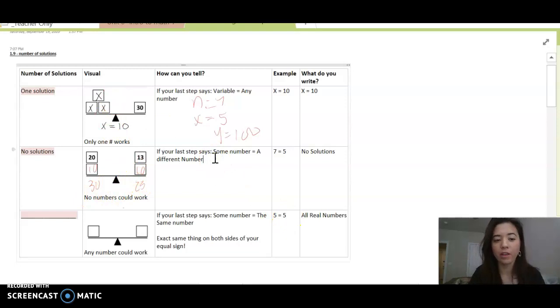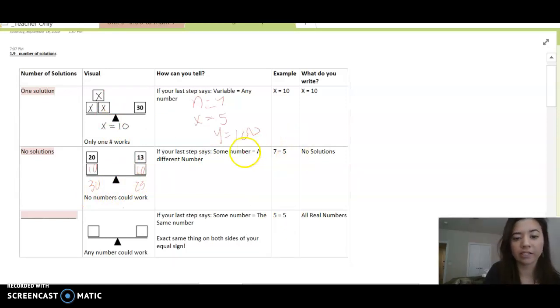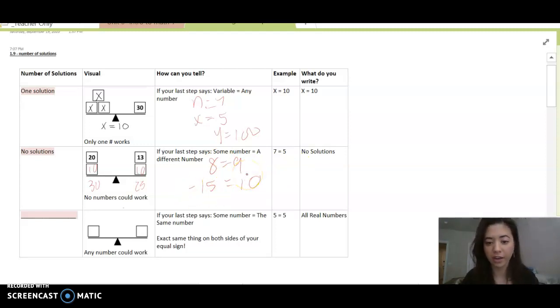So when you have no solution, you'll see something like 7 equals 5, or 8 equals 9, or negative 15 equals, I don't know, 10. Whenever you have two different numbers on both sides of your equal sign, no variable left, just a number equals a different number, that means no solution, because negative 15 does not equal 10. It doesn't work.